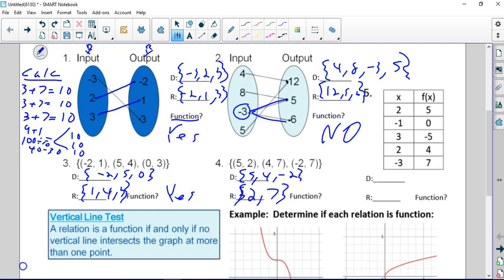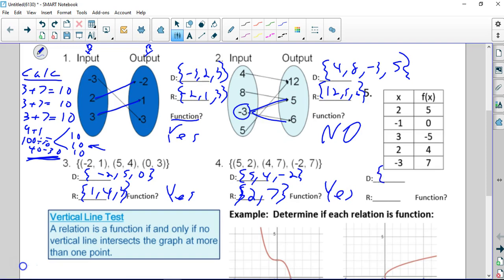So we have to think back to the calculator analogy. Is it okay to have more than one way to get the same output? And yes, that's okay. 4 gives us 7, -2 gives us 7. That's all right. We have a yes.